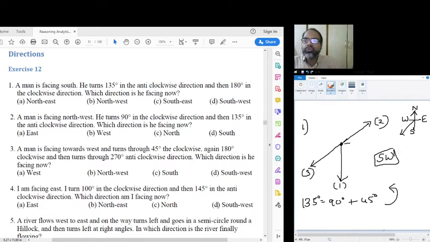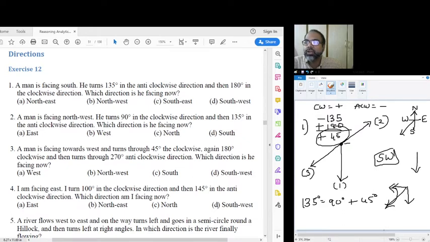But in case you are confused with all this, there's a very simple alternate method of solving this, which I'll show. Let's assume that any clockwise motion we will take as positive, any anti-clockwise motion we will take as negative. It is given 135 anti-clockwise, that is minus 135, and 180 clockwise, that is plus 180. Remember, minus means anti-clockwise, plus means clockwise. So when I add this up, I get the answer as plus 45 degrees. So starting with south, 45 degrees clockwise will take you in the southwest direction.